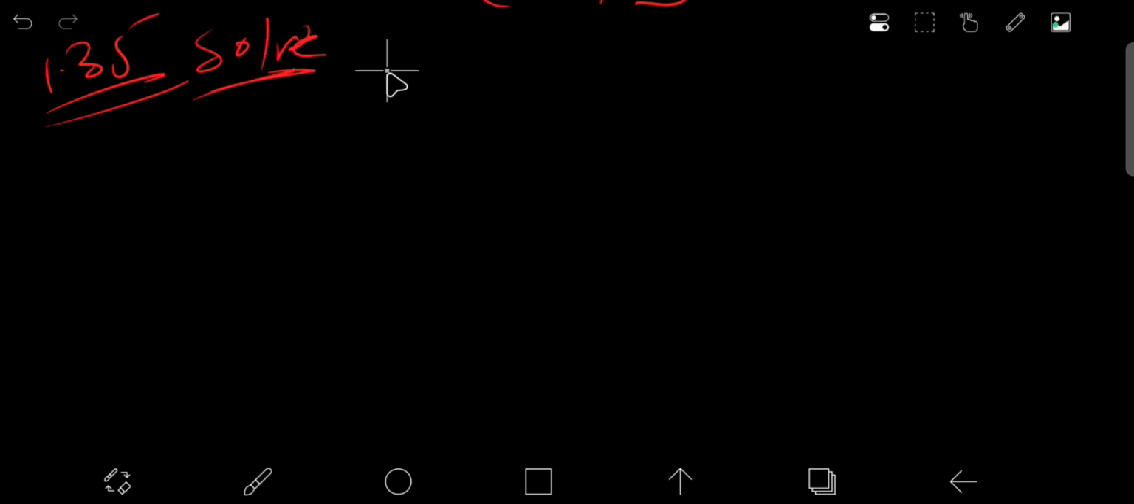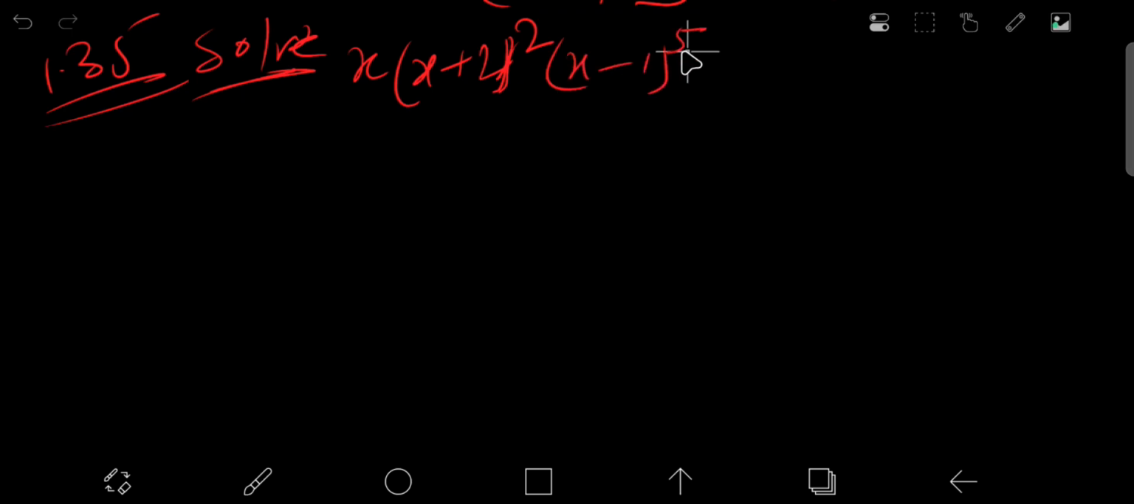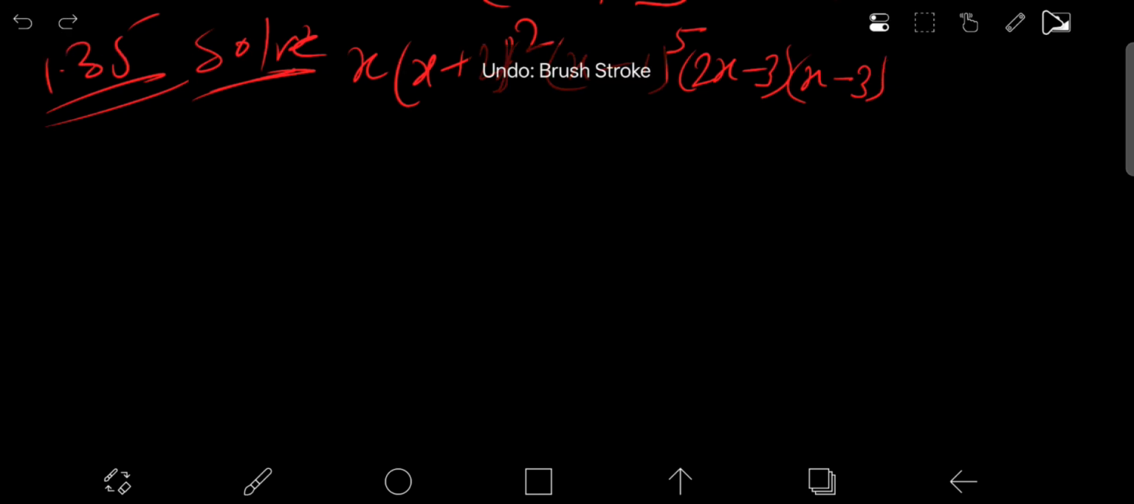What is the question? x into (x plus 2) to the power 2, into (x minus 1) to the power 5, into (2x minus 3), and into (x minus 3) to the power 4. Here the power is 4, and the inequality sign given is greater than or equal to 0. Now we solve this one.